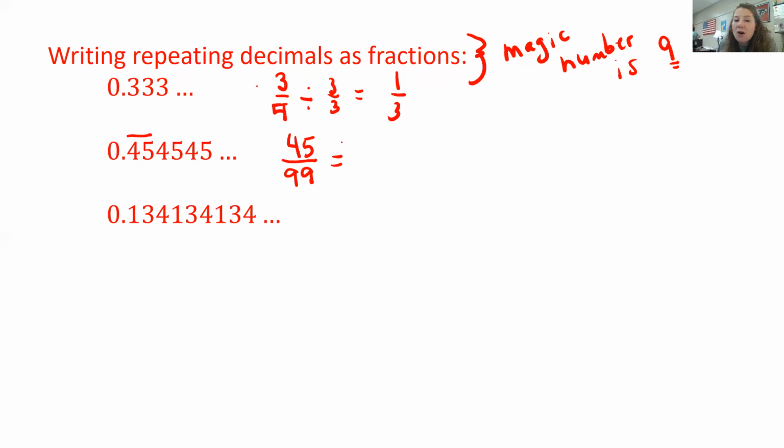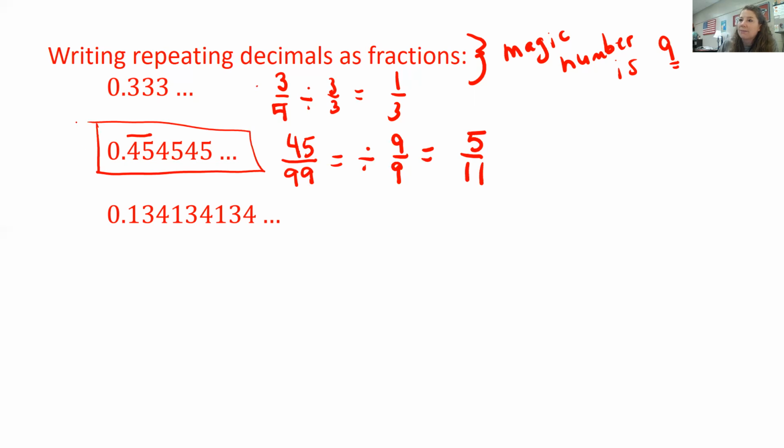And then always simplify it when you can. I know that we could divide both of these numbers by 9, right? So 45 divided by 9 is 5, and 99 divided by 9 is 11. So once again, double check 5 divided by 11 in your calculator. You get 0.45 repeating.